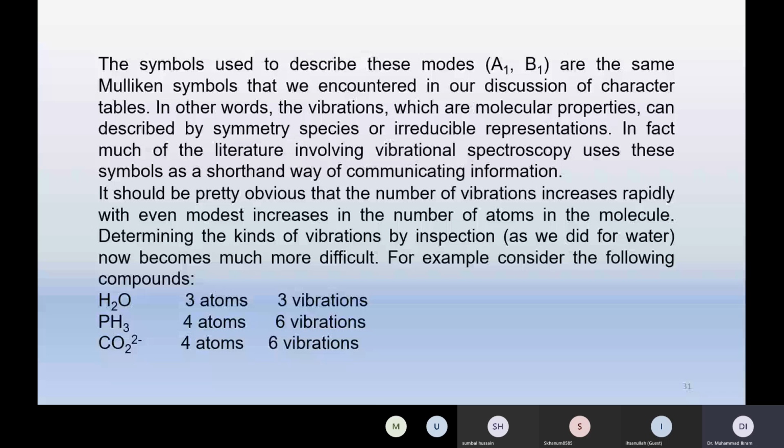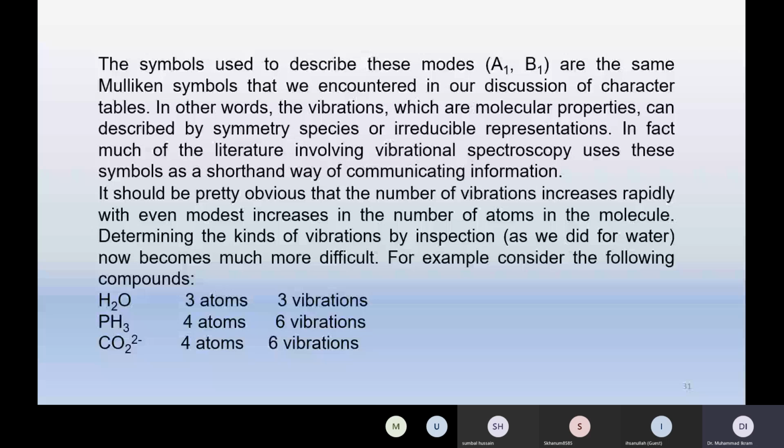It should be pretty obvious that the number of vibrations increases rapidly with even a modest increase in the number of atoms in the molecule. Determining the kind of vibration by inspection, as we did for water, now becomes much more difficult. For example, consider the following compounds. H2O has 3 atoms, so 3 vibrations are possible. PH3 has 4 atoms, so 6 vibrations are possible. CO2 has 4 atoms, so 6 vibrations. So you have to calculate these vibrations from the formula 3n minus 6 or 3n minus 5.